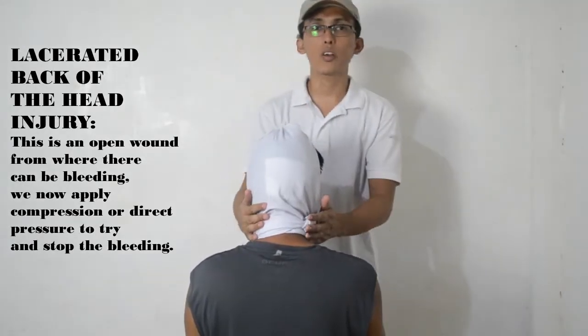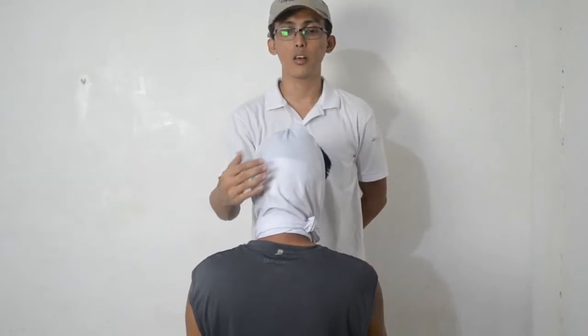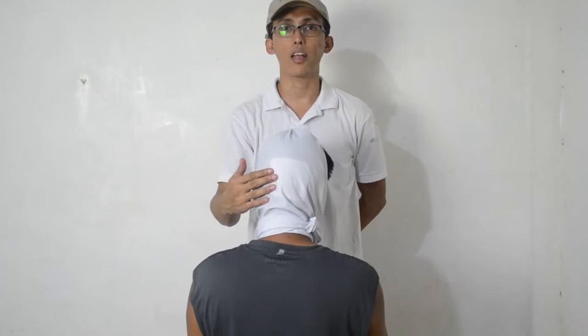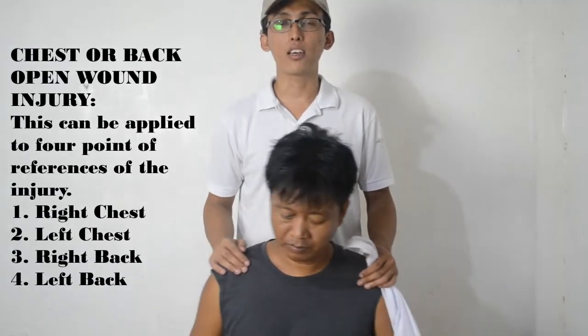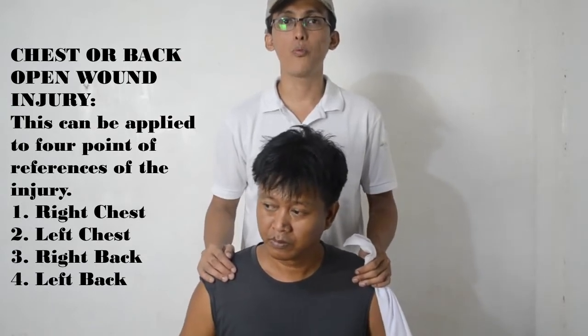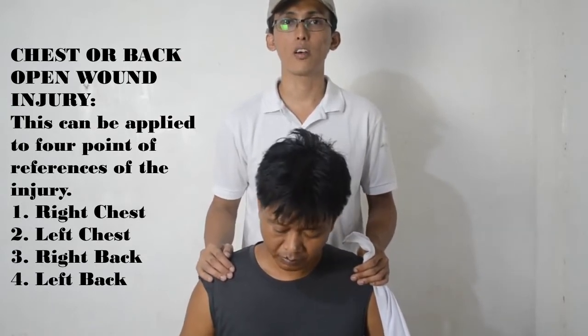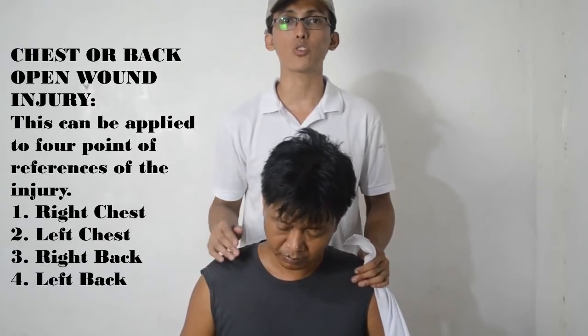So this is what we call the back of the head technique for a lacerated wound located on the back of the head. So for the next technique, this can be applied for 4 points of reference. When I say point of reference, that is the location from where the injury is located.